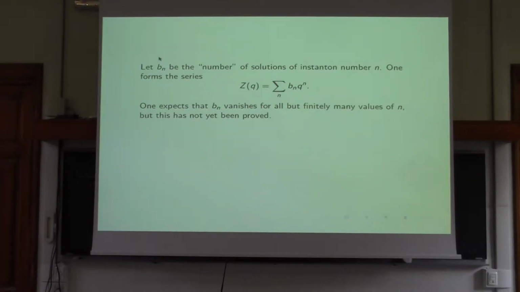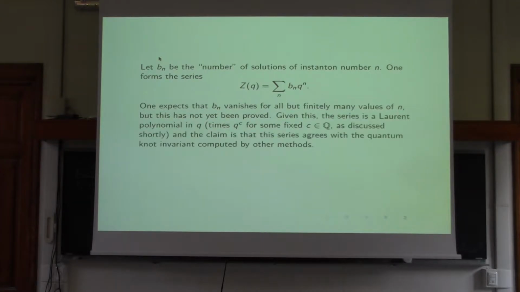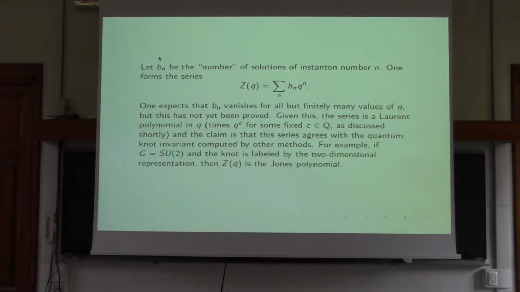Then, given these numbers, you form a series in a variable q. We expect that the P_n vanish for all but finitely many values of n, although that hasn't yet been proved. Given this, the series is a Laurent polynomial in q, times a fractional power of q, as I'll discuss shortly. And the claim is that this series agrees with the quantum knot invariant computed by other methods. For example, if G is SU2 and the knot is labeled by the two-dimensional representation, then Z of q is the Jones polynomial.